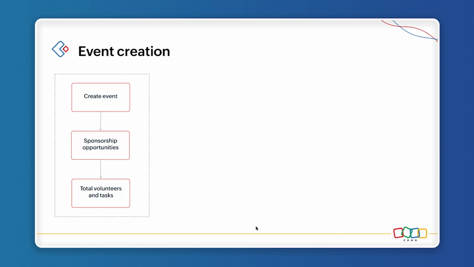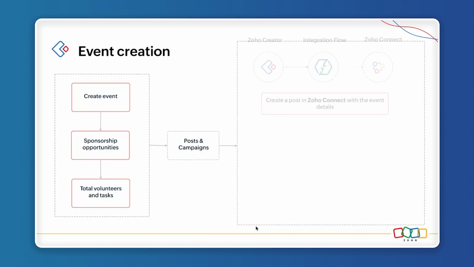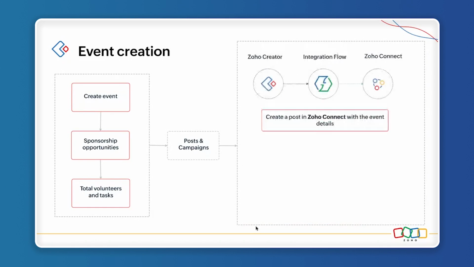And once the event is created, obviously we need to publish about the event to the outside people or the external users, for which we can create a post in any social media, and we can send the campaigns to the previously registered donors and the sponsors for them to donate to the event or sponsor the event that we have planned to conduct. For which we are using something called Zoho Connect.